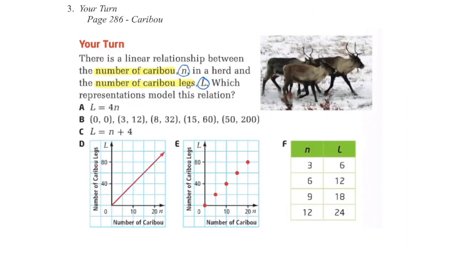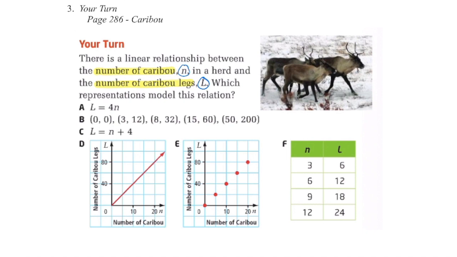The last example, we have a relationship between the number of caribou and the number of legs, and we're assuming that each caribou does have 4 legs, as the picture indicates. There's several different ways of modeling that relationship. We have ordered pairs, we have table of values, we've got some graphs, and we also have some equations. I want you to go through and pick out which of those 6 different forms listed would model this particular relationship. So pause the video and then come back.